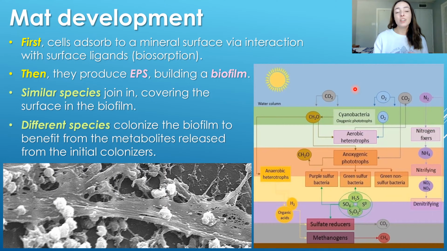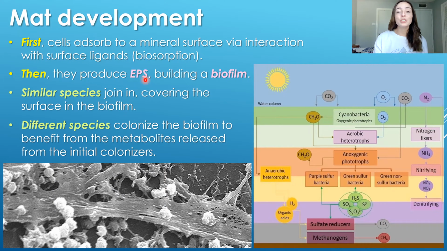Now, as promised, let's talk about mat development and, step by step, what kinds of processes cause the initial formation, growth, and full development of microbial mats. First, like I mentioned previously, cells adsorb to a mineral's surface via interactions with surface ligands, and this is bioabsorption. We talked about this in that bioabsorption video, so if you want to check that out, you're welcome to. They adsorb onto mineral surfaces, and these initial cells begin to multiply and produce EPS to help them better adhere to that mineral surface.